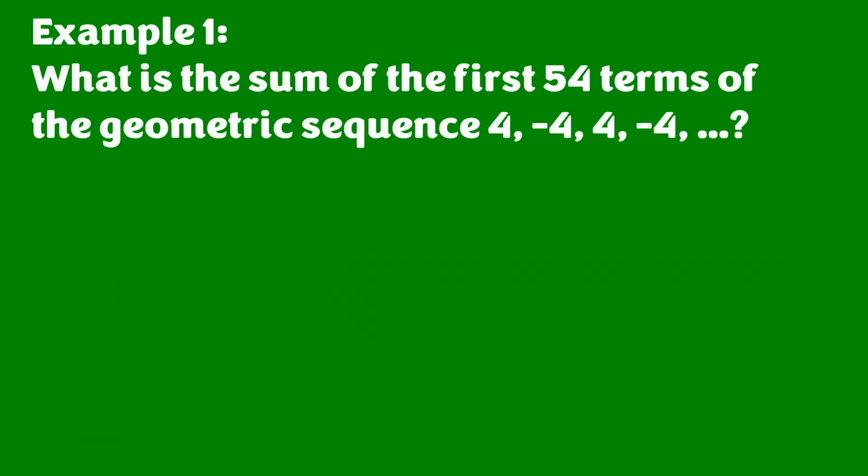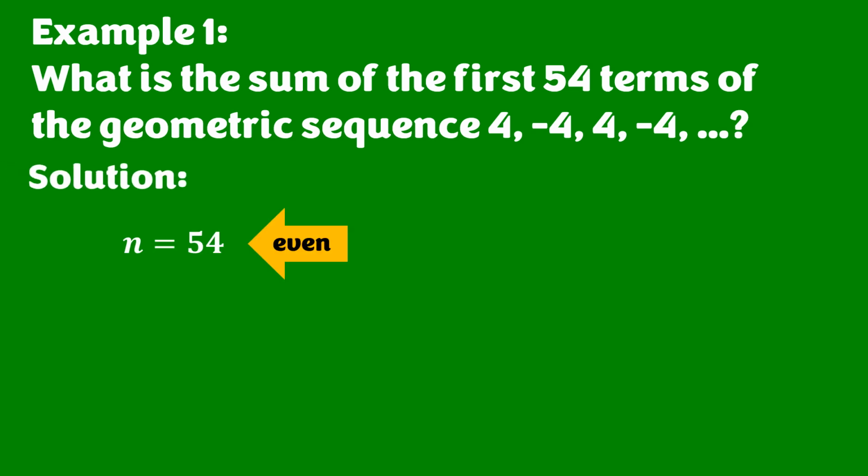Let's have example number 1. What is the sum of the first 54 terms of the geometric sequence 4, -4, 4, -4, and so on? So the value of n is 54, and 54 is an even number.